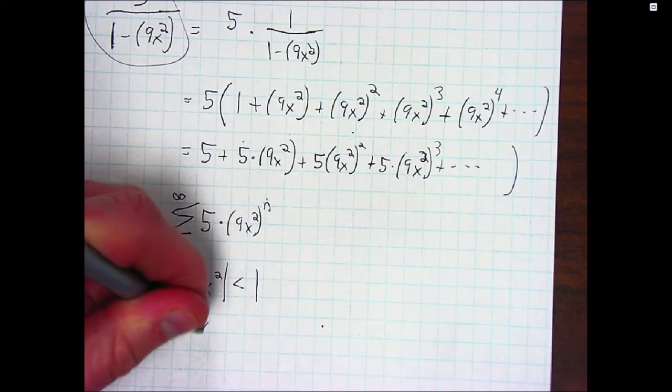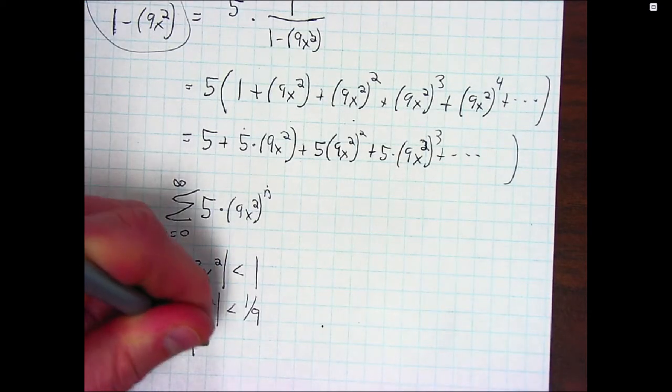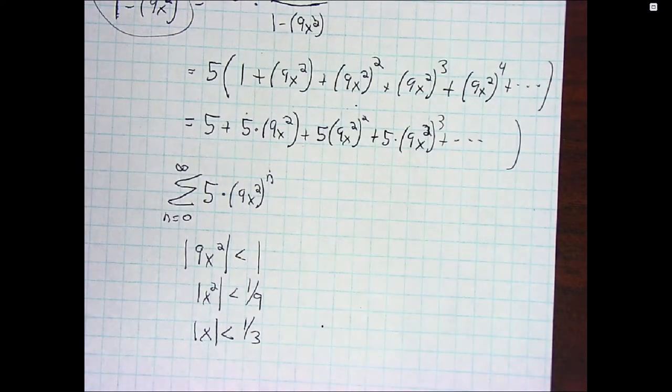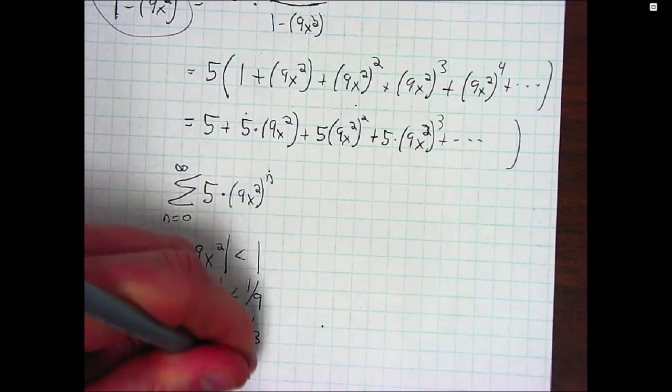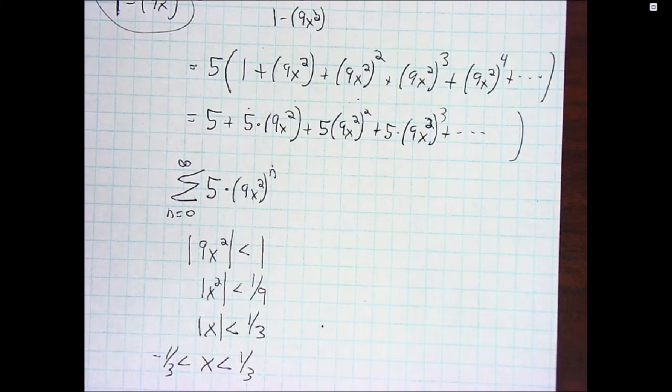And so if I clean that up, divide by 9, and then take the square root, right? The x values that these work for will be between 1/3 and -1/3.